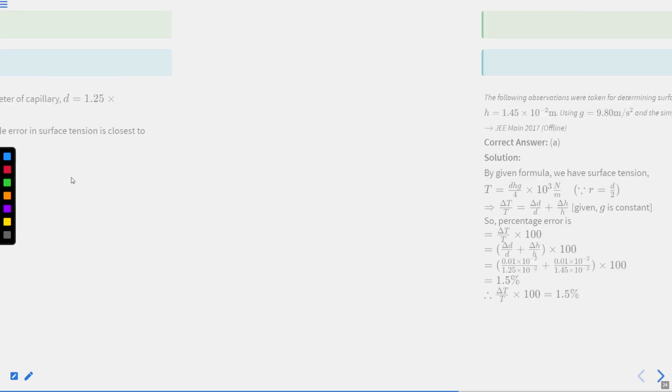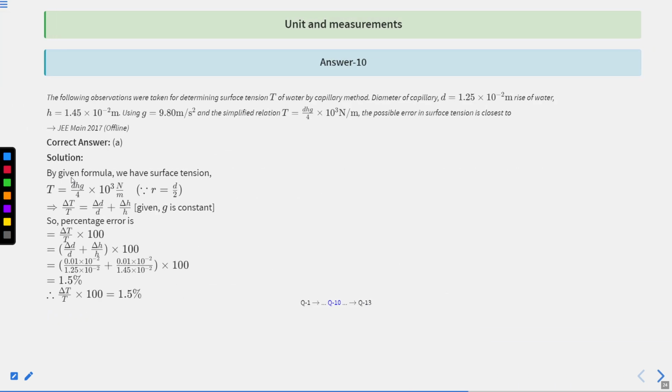Let's see the solution. Here, by the given formula, we have a surface tension, this, and where R equal to D by 2. After calculating the relative error terms, delta T by T and delta D by D plus delta H by H, we neglect the constant terms. Here G is constant terms.